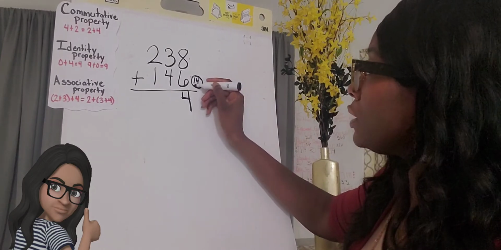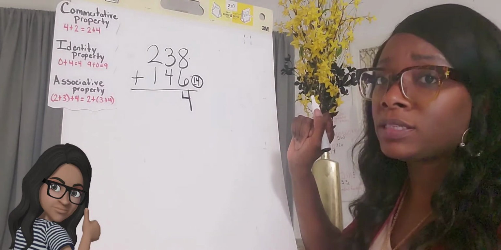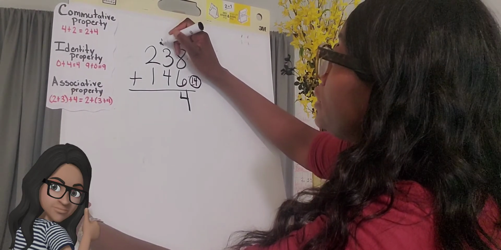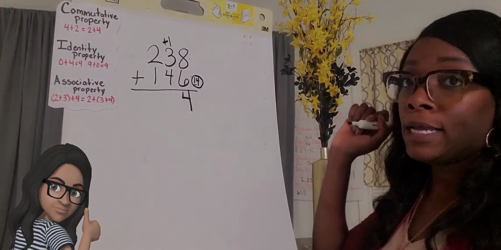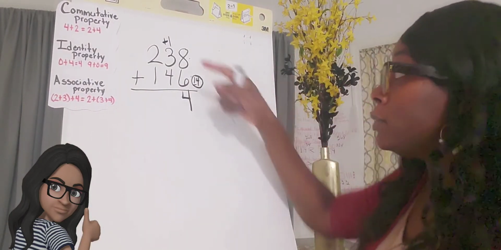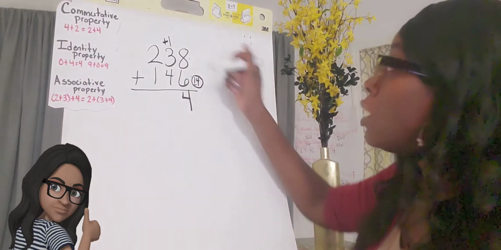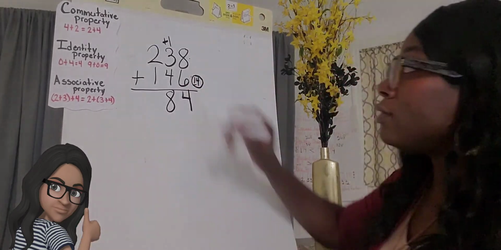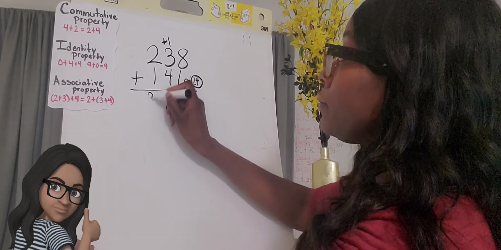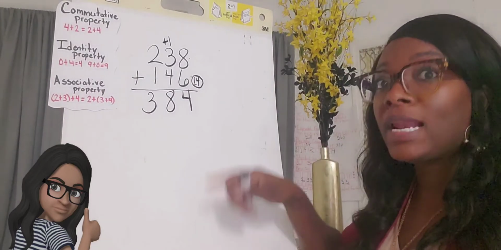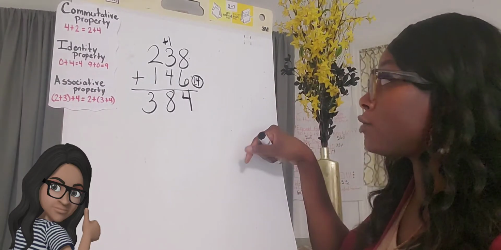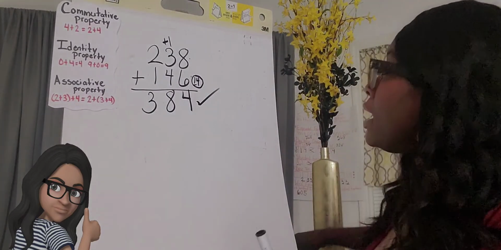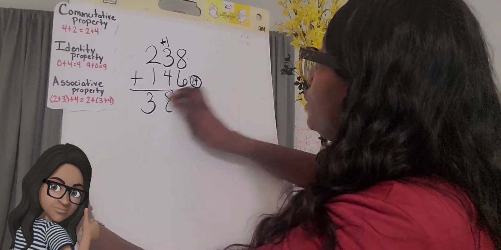Now the 1, I can't forget about Mr. 1 right there. He still has to go somewhere, and he's in the tens place. So guess where he's going to go? You remember, he's going to go in the tens place, and I put plus 1. So I remember I've got to add him in with these other 2 digits. So 3 plus 4 is 7, plus 1 more is 8. And then 2 plus 1 is 3. Answer is 384, and I just got 384 when I did model form. So I think we're on the right track. Good job.